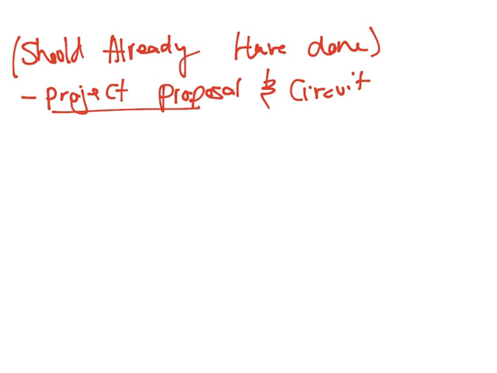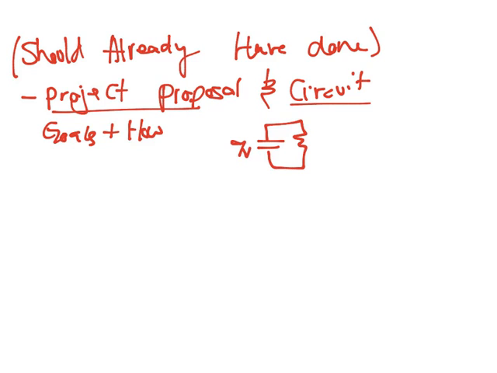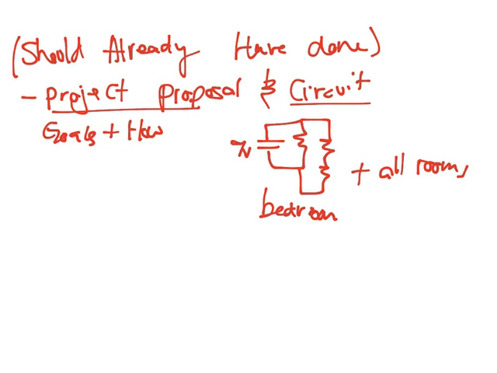So remember, your project proposal is your goals plus how you're going to accomplish them, essentially. And your circuit plan should be a drawn circuit with your 9-volt battery on, say, how you're going to make your bedroom plus all your other rooms and your extra innovation.